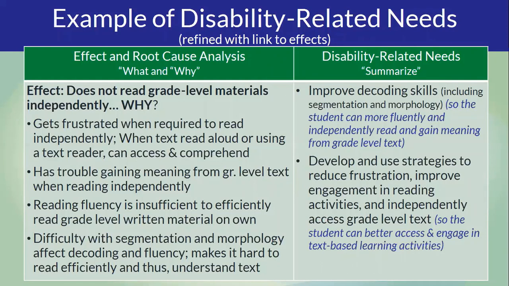By asking why the student was not independently reading grade level, the team identified 2 disability-related needs. Those are improving decoding skills, and they did get enough data that they identified some sub-skills, segmentation and morphology. And also another need was to develop new strategies to reduce frustration and improve engagement in reading activities and independently accessing text.